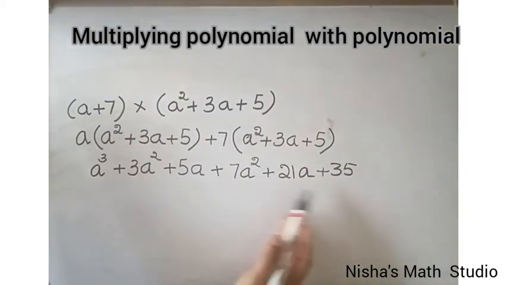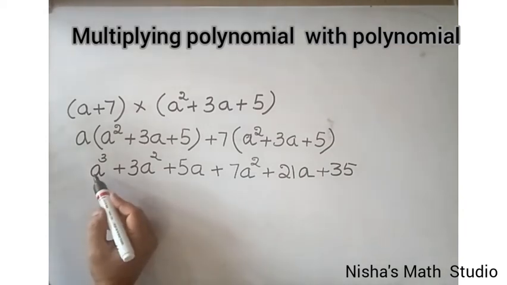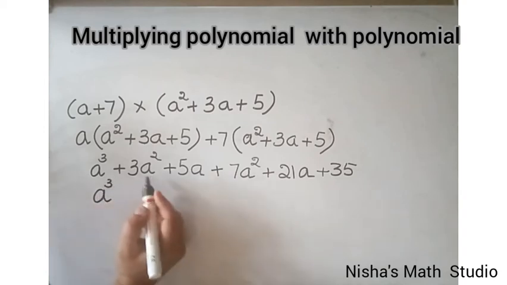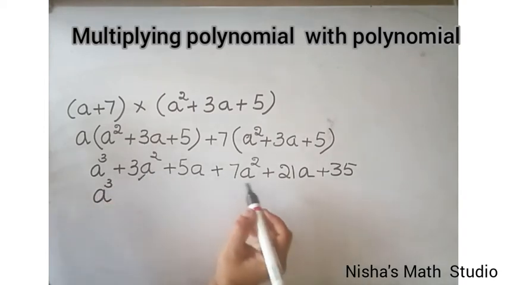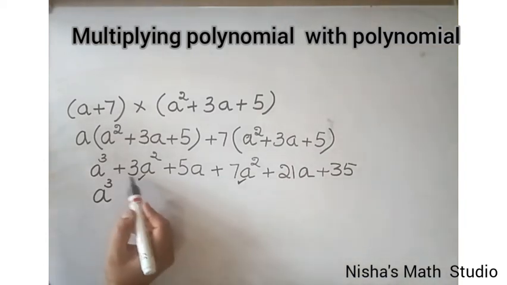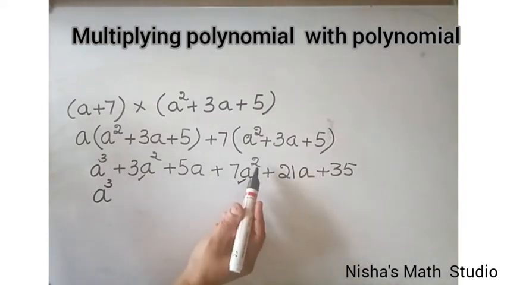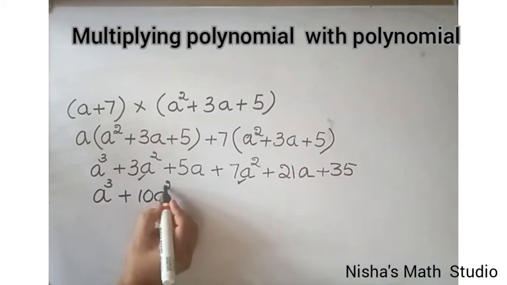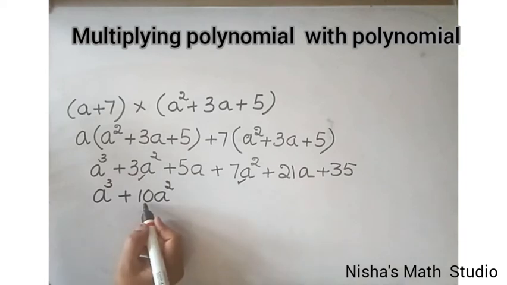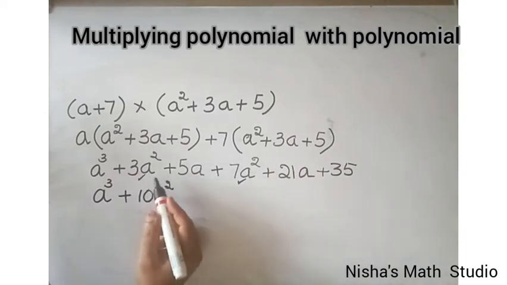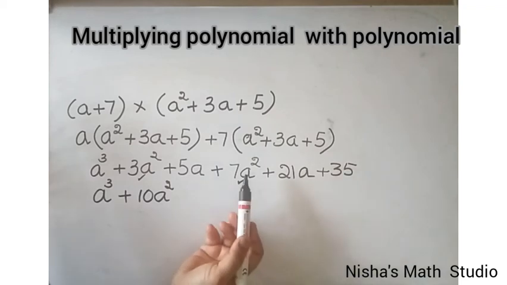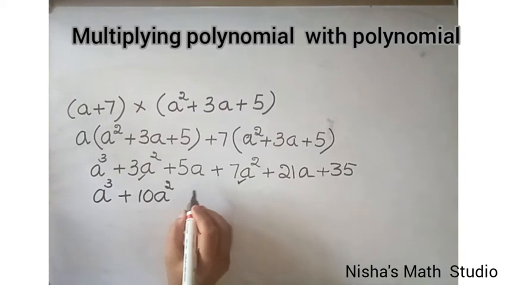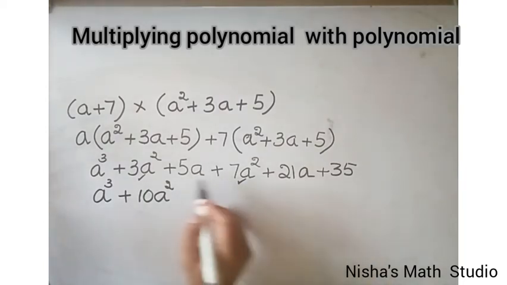Let's see whether we have any like terms here. A cube, you have only one term. That is, we'll write it as a cube. With a square, you have one here. You have one more here. So plus 3a square plus 7a square will give you plus 10a square. 7 plus 3 is 10. A square to be written as it is in case of addition. If it is multiplication, then it will be a to the power 4. Remember that. Next you have with a, two terms here, isn't it?